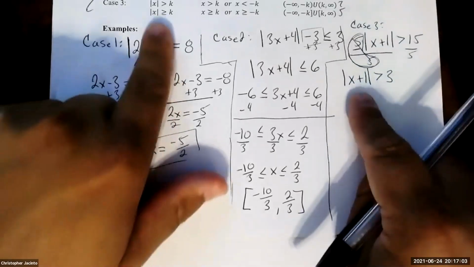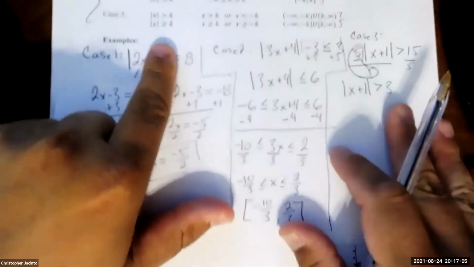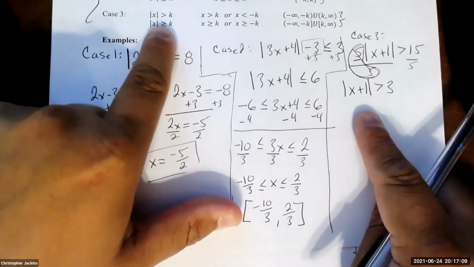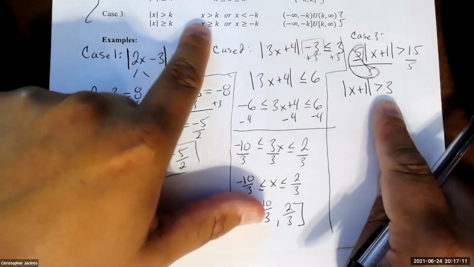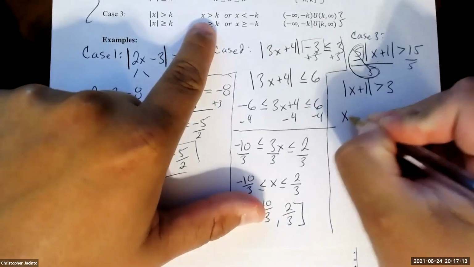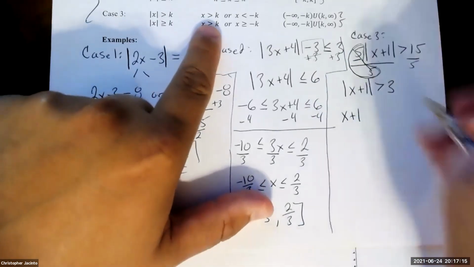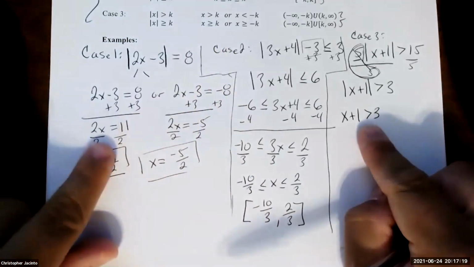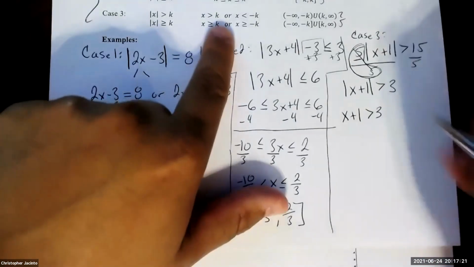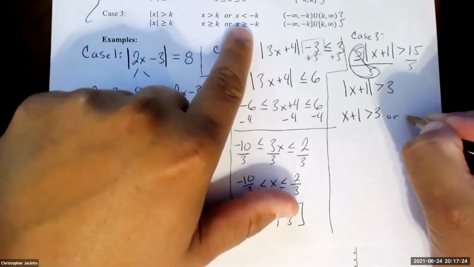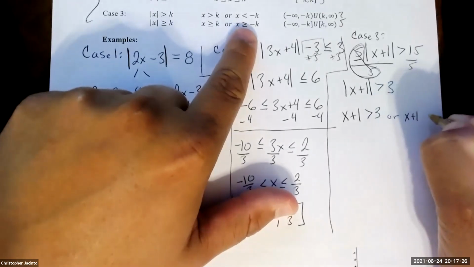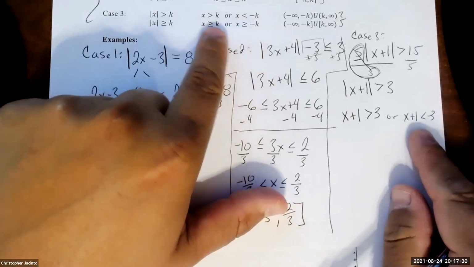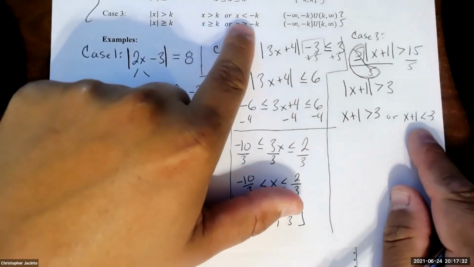All right, so now that we have that, again, we're just going to follow the template. So we're in this case, right? Not this one because it's just a regular one. So it's going to be x plus 1 is greater than 3. Notice I just copied that down. Notice it's very similar to this one, right? Or x plus 1 is less than negative 3. And notice all I'm doing is following exactly what it tells me to do, right?